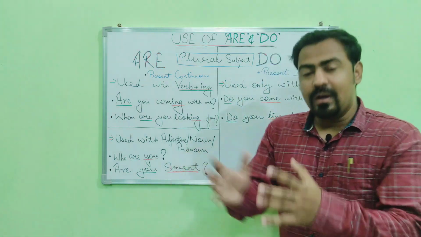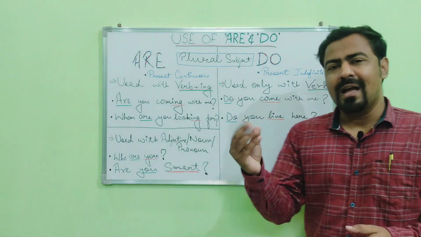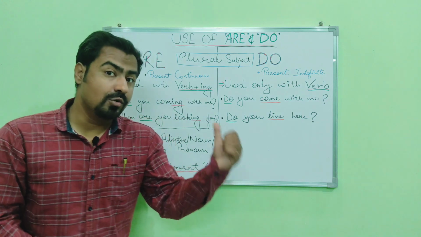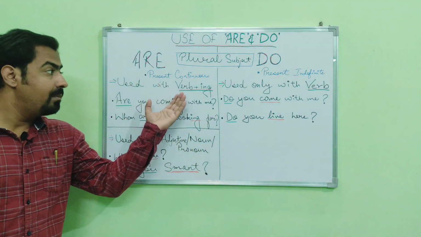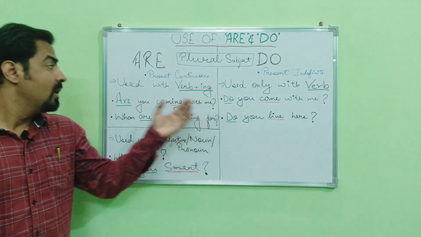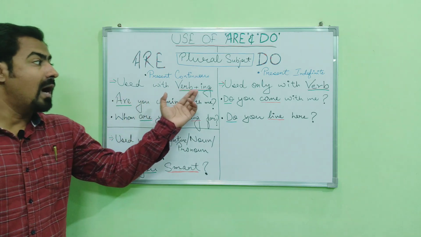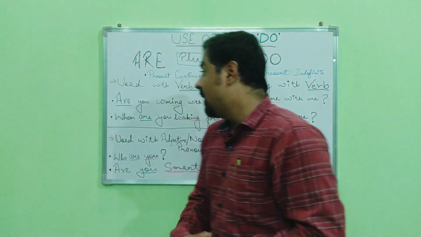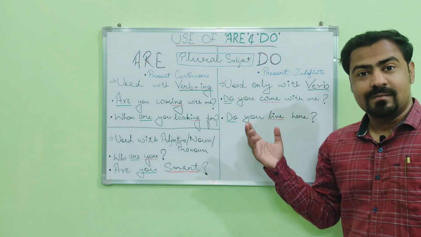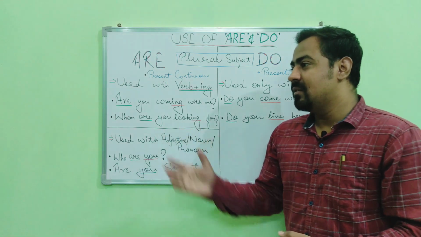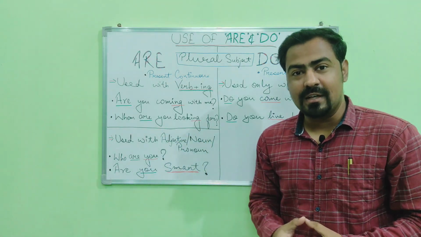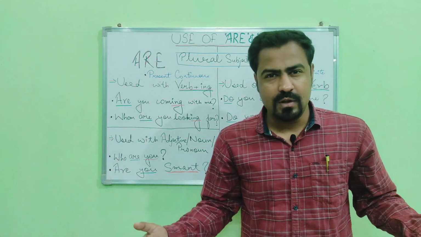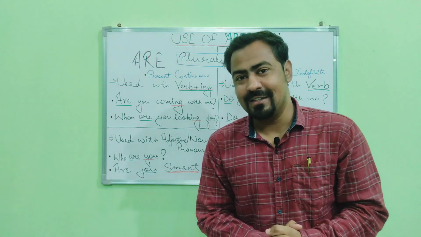All right, now let's talk about the differences which they have, a little bit only. The first difference is "are" is used with verb plus ing. So whenever you use "are", you will use ing with the verb. Let me give you some examples. Are you coming with me? Now you might have seen husbands speaking this line to their wives. Most of the time they say, are you coming with me or not, or should I go without you?